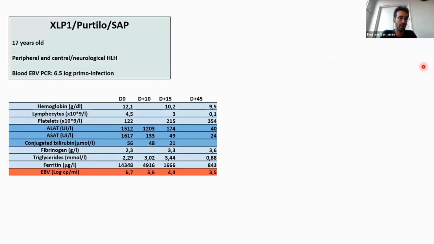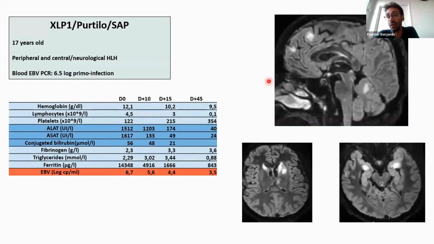He was very well before encountering EBV, and at 17 years old, during primary EBV infection, he developed severe peripheral and central HLH. You can see that the EBV load in the blood was quite elevated, and you can see over time that he had hepatitis, fibrinogen was not so low, increased ferritin, and you can see that he also had HLH in the CNS, as you can see here in the brain MRI.